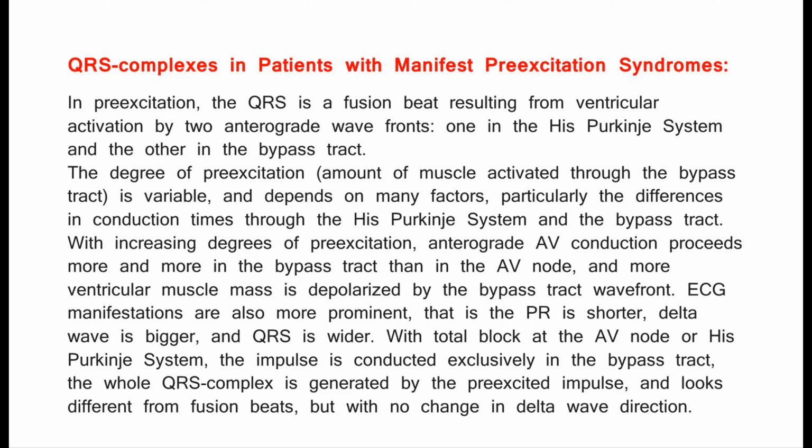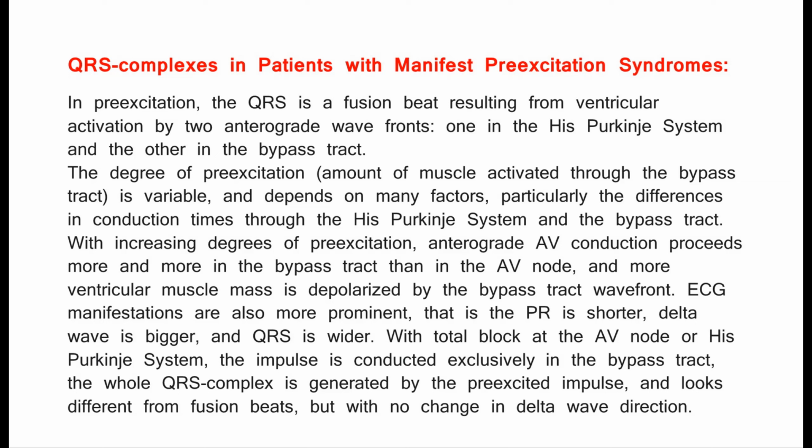With increasing degrees of preexcitation, anterograde AV conduction proceeds more and more in the bypass tract than in the AV node, and more ventricular muscle mass is depolarized by the bypass tract wave front. ECG manifestations are also more prominent, that is, the PR is shorter, the delta wave is bigger, and the QRS is wider.